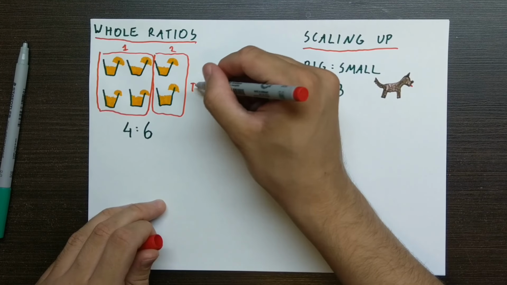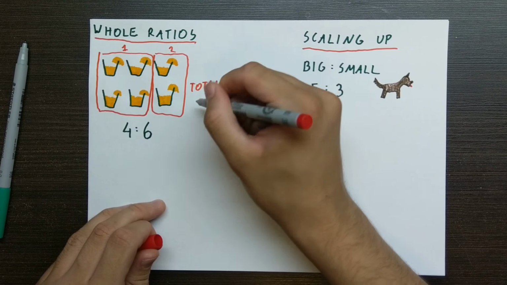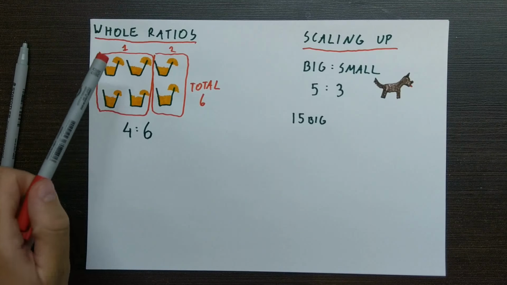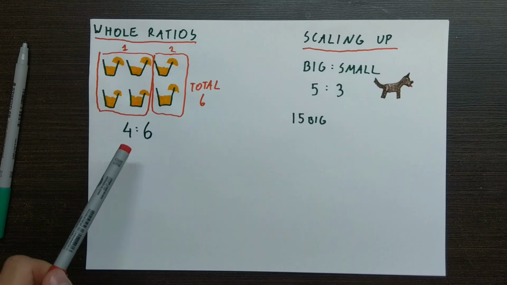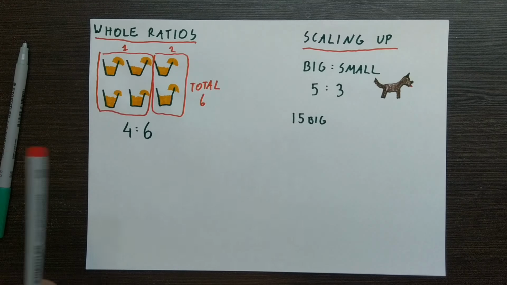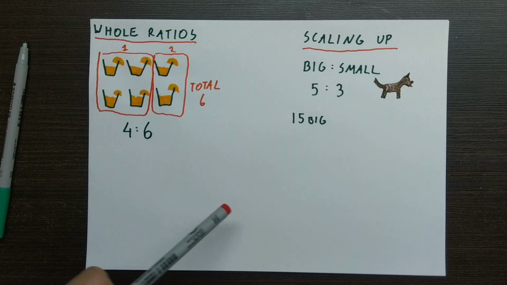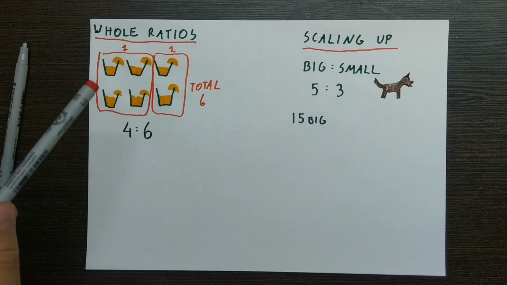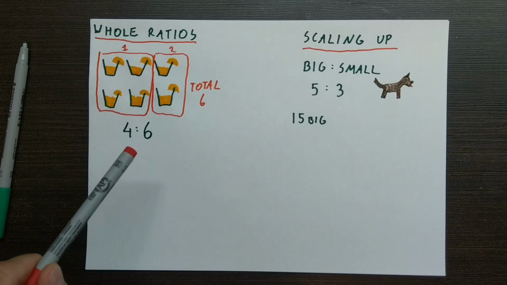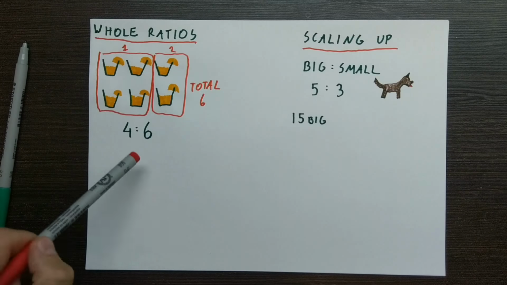And the total is 6 lemonades. So that's the difference. So if that was a normal ratio, the total would be 10 because we would have 4 to 6. So the total would be 10 because we would be adding those up like we did in the previous example. However, because that's a whole ratio, that 6 is a total.